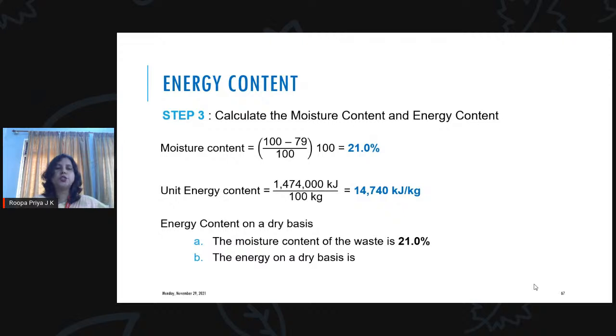So the question was to calculate the energy content on a dry basis. Now we have the moisture content of the waste as 21% according to the calculation, and the energy content on the dry basis would be calculated using the simple formula where we have the unit energy content as 14,740. We have 21% of the moisture content, which we have to consider here. So according to this calculation, where we have the unit energy content times 100 divided by 100 minus 21% moisture content, we get a total of 18,658 kilojoule per kg of the energy content on the dry basis. So this is the solution to our problem where we have calculated moisture content and the energy content, and this energy content is on a dry basis.